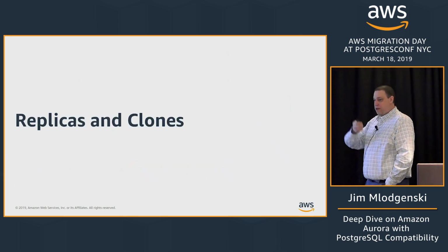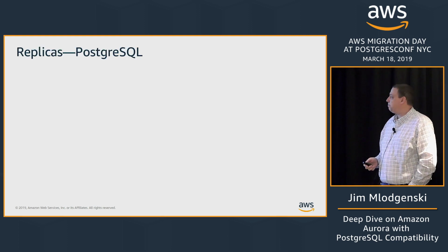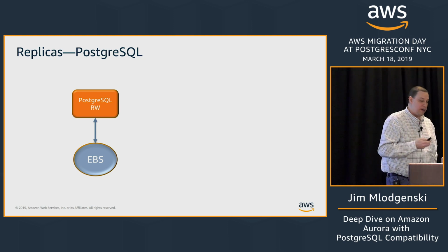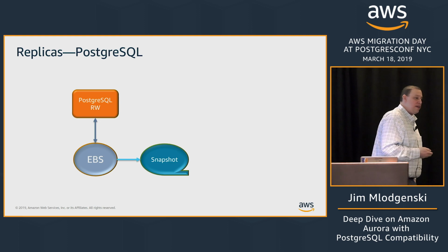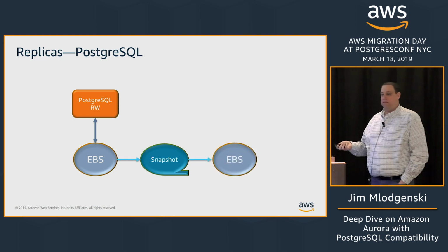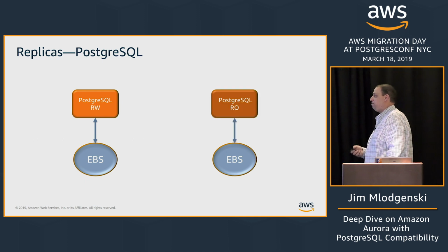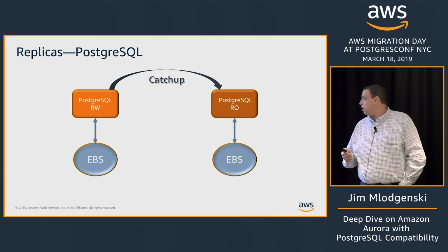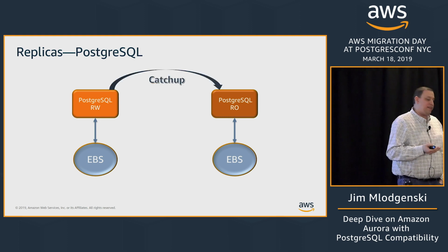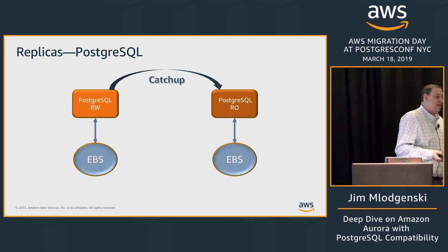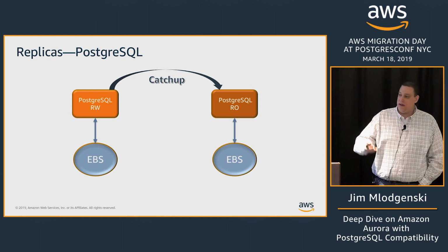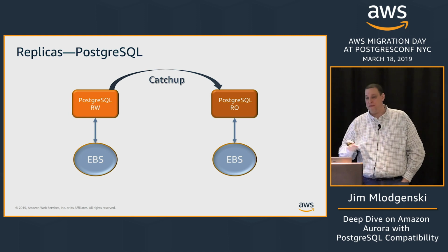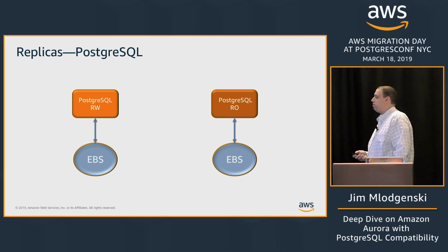Right. So talking about the replica and clones, which we had a question about. Right. So in Postgres, when you need to be able to create a replica, so RDS Postgres, you ask for a replica. We take a snapshot of the EBS volume, move that over to a new EBS volume, spin up a Postgres read-only node and attach it to that EBS volume, right? And then we have to catch up. So that might take hours, depending on the size of your database and how many transactions are going through your read-write node. Right? If it's a very heavily loaded system, it might take a long time to be able to catch back up again. Right?